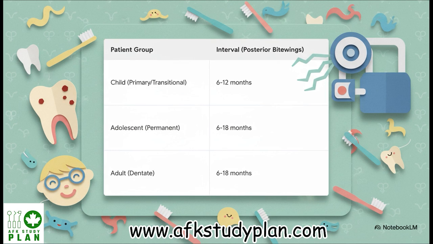For a high-risk child, doesn't matter if it's primary or transitional dentition, it's a very tight interval of 6 to 12 months. For high-risk adolescents and adults, that window opens up just a little bit, to 6 to 18 months. These shorter intervals make perfect sense. They're a direct response to a higher chance of disease progression.